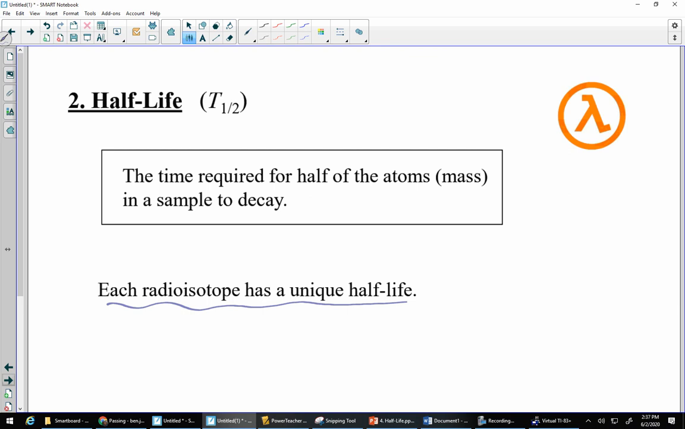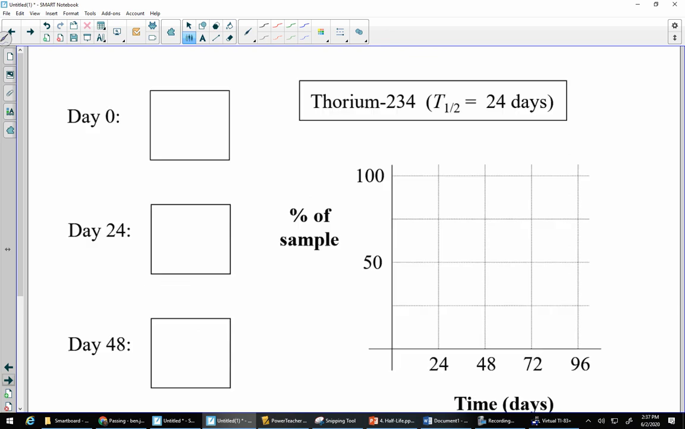Cool. So the time required for half of the atoms in a sample to decay. Let's think about this for a second. We've got something like thorium-234. The half-life, so t 1/2 for thorium, is 24 days. So if I started with a sample that was 100 thorium-234 on day 0, after 24 days, well, half of it would have decayed. Now I've only got half thorium-234, and half daughter material.